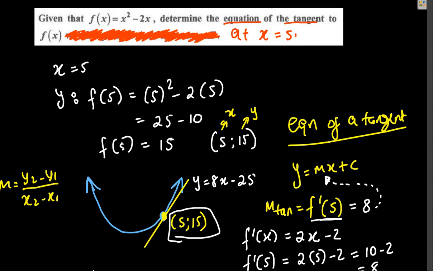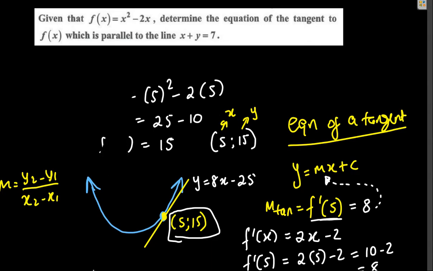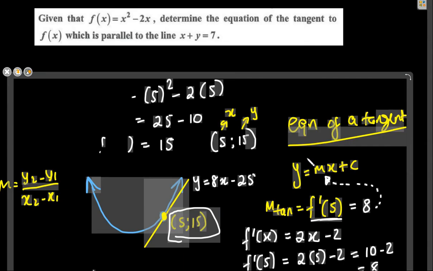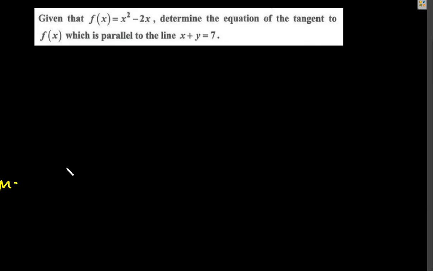Okay, now let's elevate this a bit. Now let's remove what they want there. Now they say to you, determine the equation of the tangent. Still, we are looking for the equation of the tangent, isn't it? Since a tangent line is a straight line, we are just looking for this y is equal to mx plus c to f, which is parallel to this line. So the equation of that tangent must be parallel to this line.